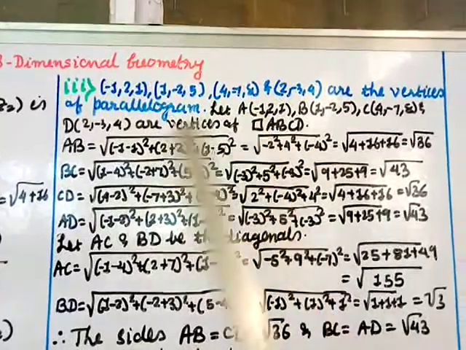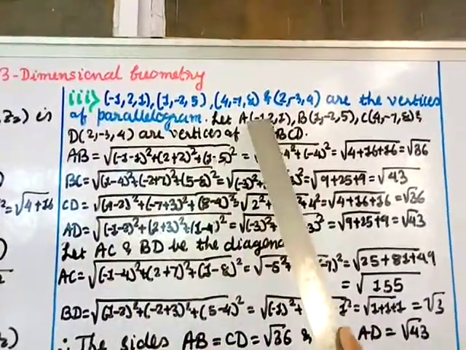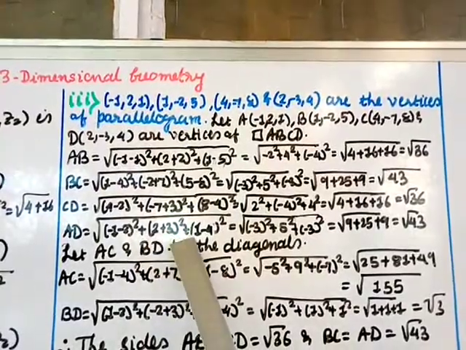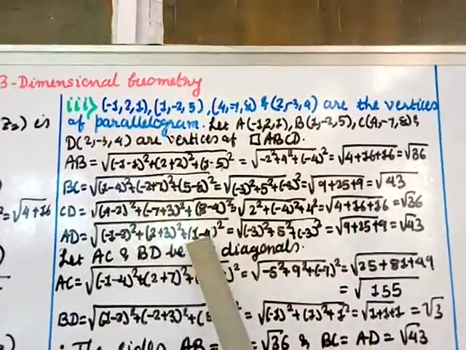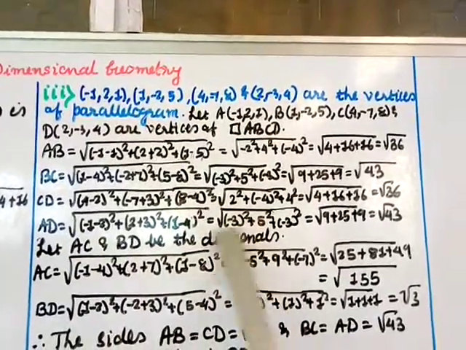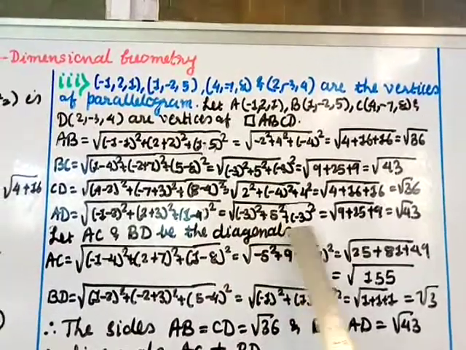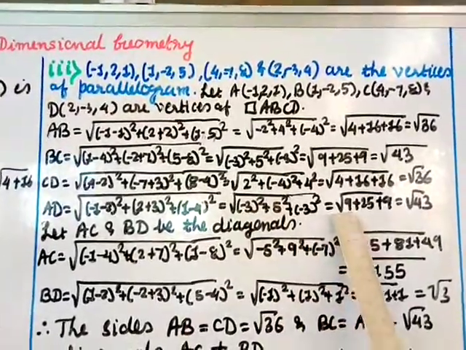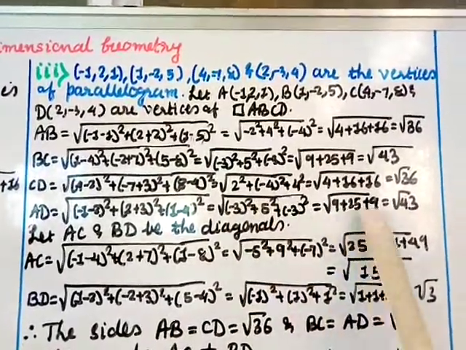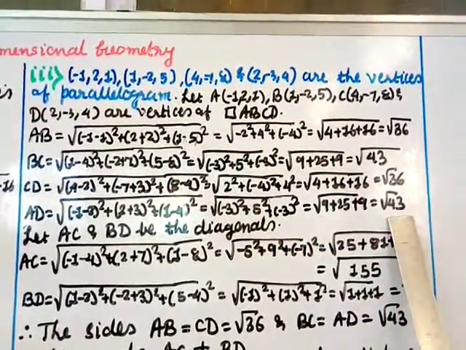So under the square root, (minus 1 minus 2) whole square plus (2 plus 3) whole square plus (1 minus 4) whole square equals, under the square root, minus 1 minus 2 is minus 3 square, plus 2 plus 3 is 5 square, plus 1 minus 4 is minus 3 square. Minus 3 square is 9, plus 5 square is 25, plus minus 3 square is 9, under the square root. This gives you root 43.